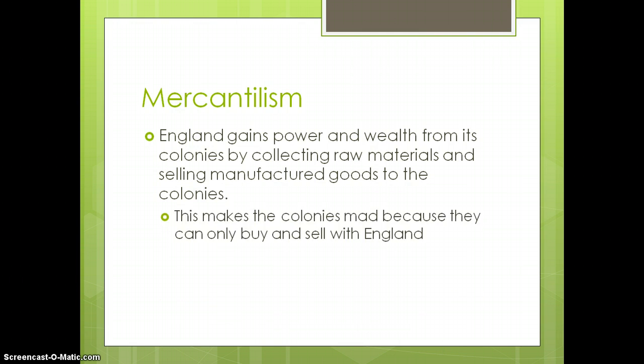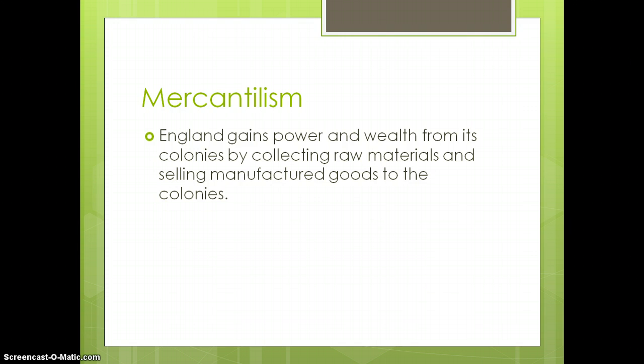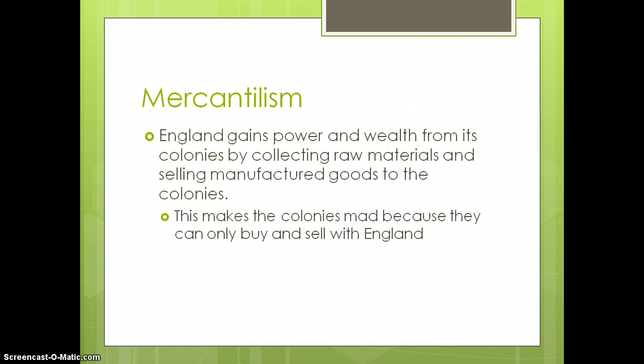And they do that by collecting raw materials from them and selling manufactured goods to these colonies. This makes the colonies mad because they can only buy English goods and they can only sell their things to England. They are restricted from trading with any other countries, kind of like a mean parent again. These restrictions are getting to be kind of outrageous. And so mercantilism seems like a good idea, but the actuality is no good because they can only buy and sell with England.